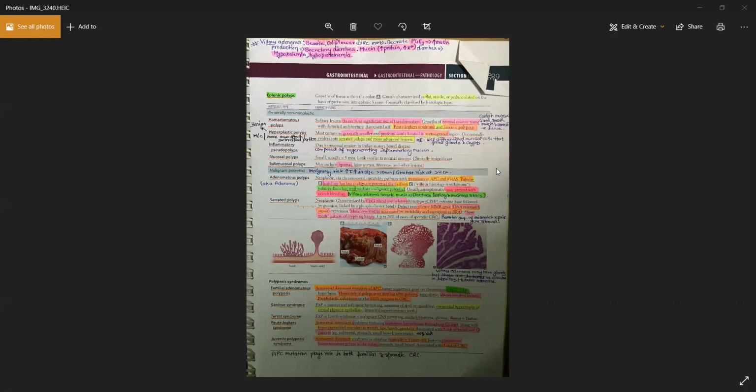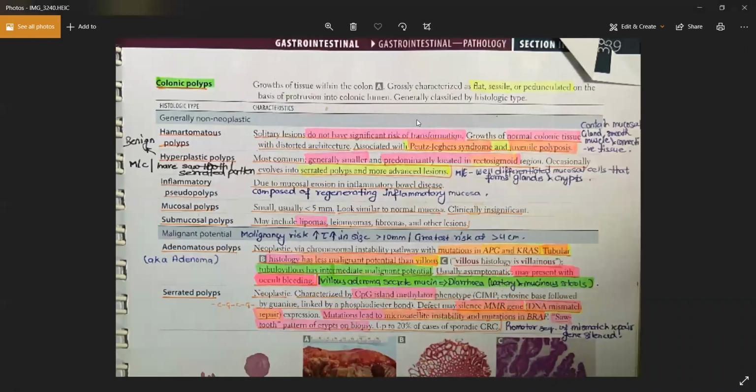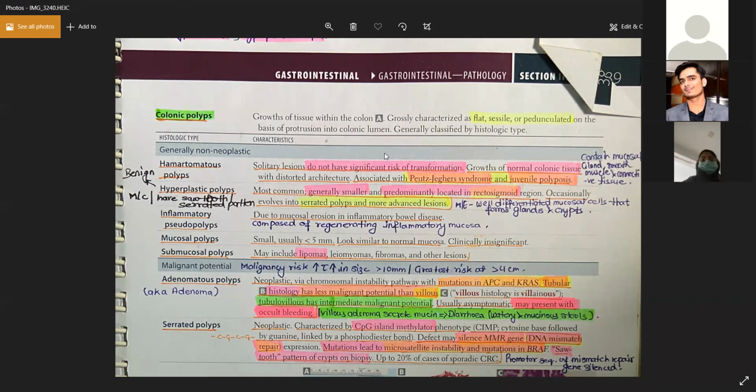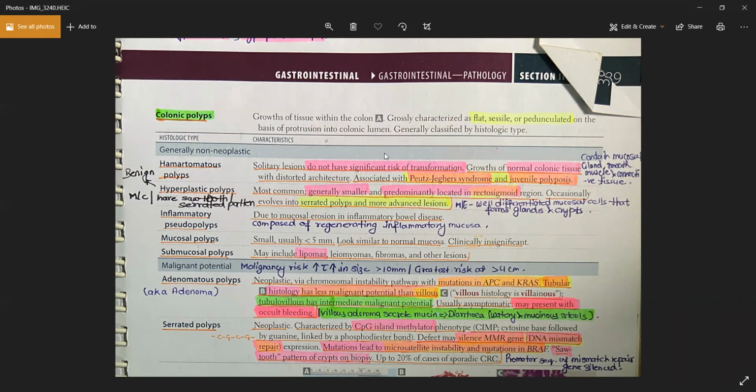And now let's discuss the polyps, okay? Polyp is basically a growth within the lumen of the colon, right? Colonic polyps are the overgrowth, you can say, or an outgrowth within the lumen of the colon. See, the thing about the diverticulum is that they are the outpouching, okay, and they happen outside the lumen, right? But the polyps are basically forming within the lumen, right? There will be a mass which is projecting inside the lumen, right?